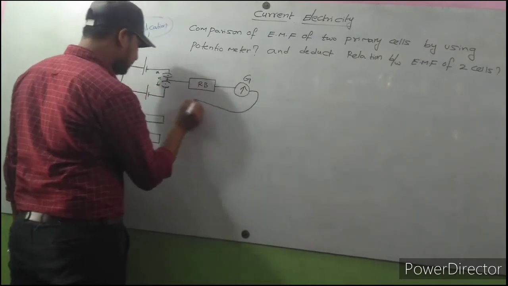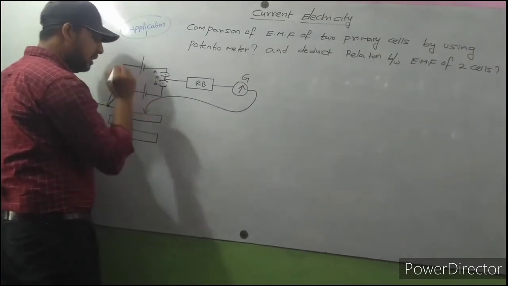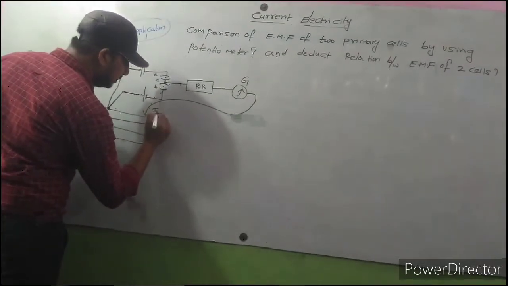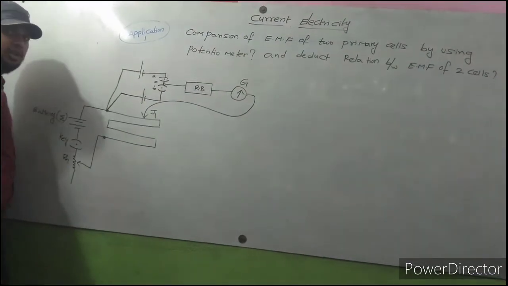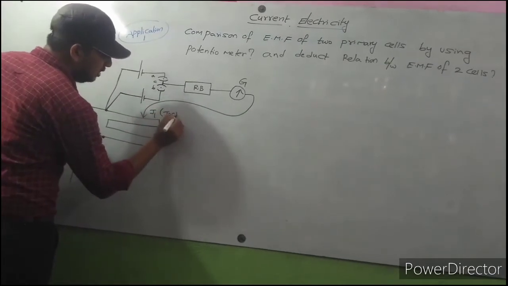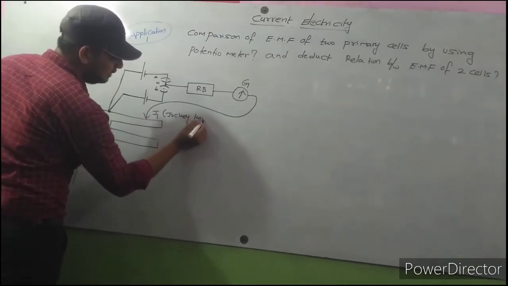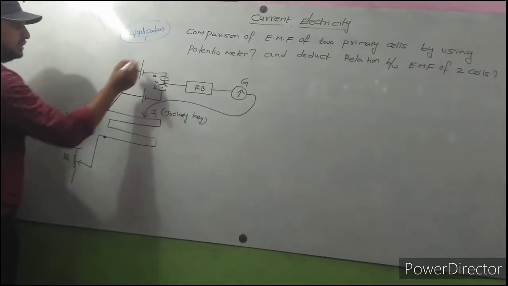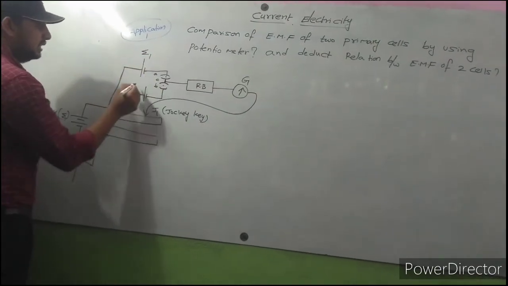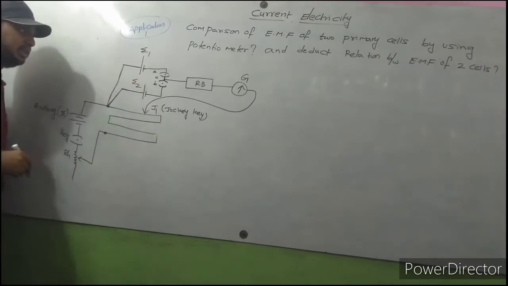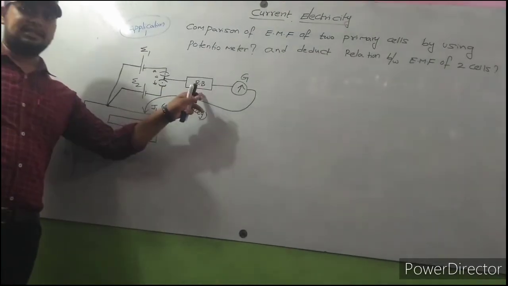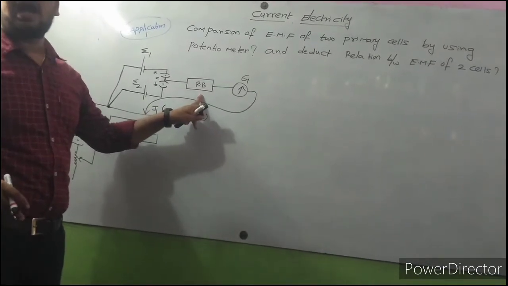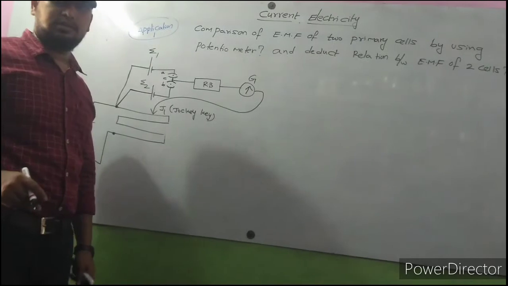What is the use of this galvanometer? Whether some current is passing through the circuit or not, we measure by using this galvanometer only. This is a jockey key J1. This is the galvanometer and this is the resistance box. This is the EMF of the cell E1, and I consider the EMF of the second primary cell as E2. What is the use of this resistance box? To avoid high currents passing through the circuit.